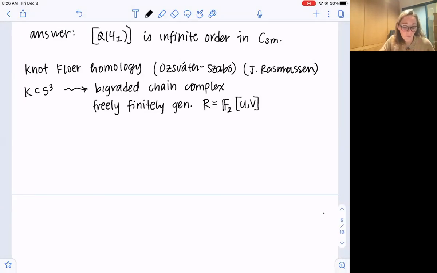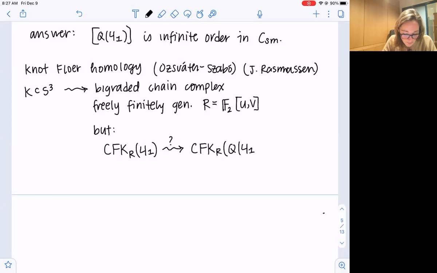But maybe we'll point out a limitation of the theory for what we would like to ask. This limitation is a motivation for a lot of recent refinements of this theory: there's not a well-defined way to go from the knot Floer complex, which we denote CFK sub R, of a knot to the knot Floer complex of a satellite.